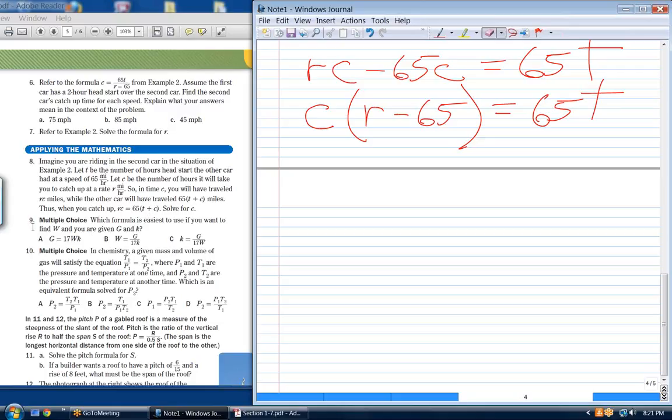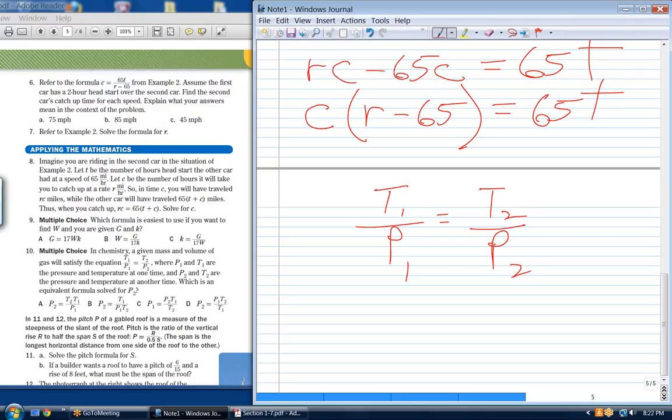Okay, so if we look at number 9, skip number 9, go to 10. In chemistry, a given mass and volume will satisfy this equation. Which is an equivalent formula solved for P sub 2. So let's start with what they gave us: T sub 1 over P sub 1 equals T sub 2 over P sub 2. So let's solve this one for P sub 2.